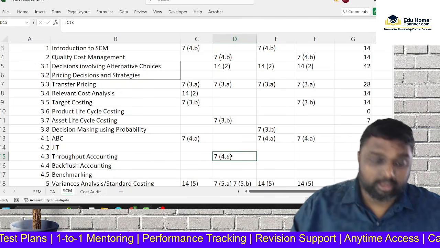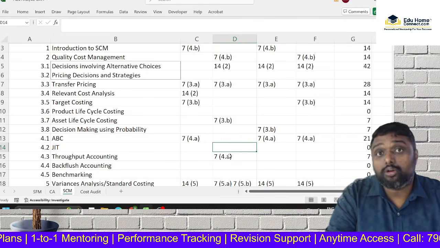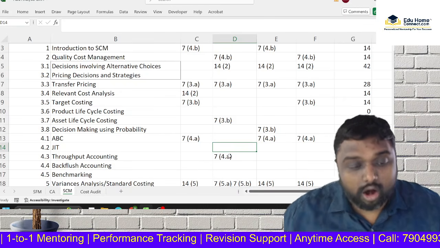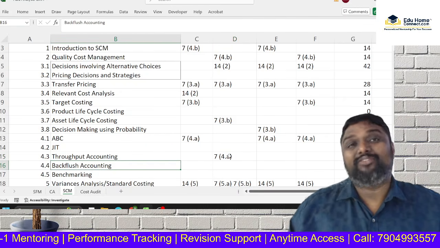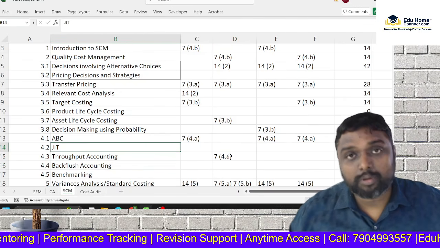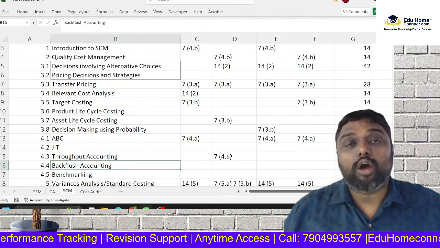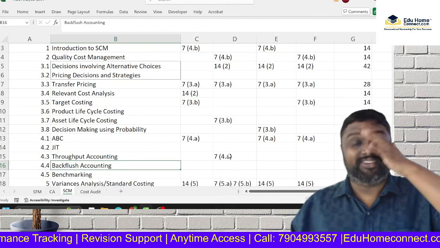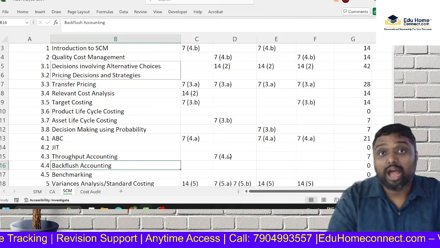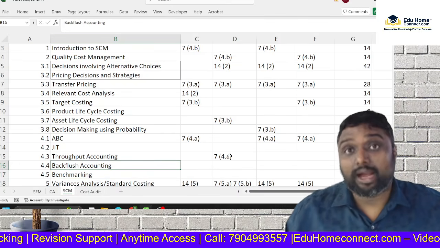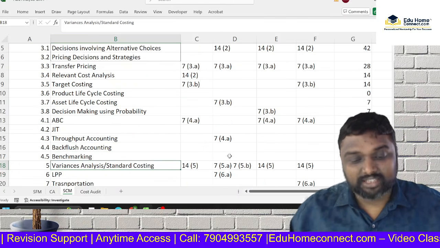If throughput is not working, JIT also, so you can take some amount of time for preparation on JIT and backflush costing. So this is how you have to go for the preparation, friends. I hope you are able to understand the same one because it's a backup plan. Okay, variance analysis you already see.